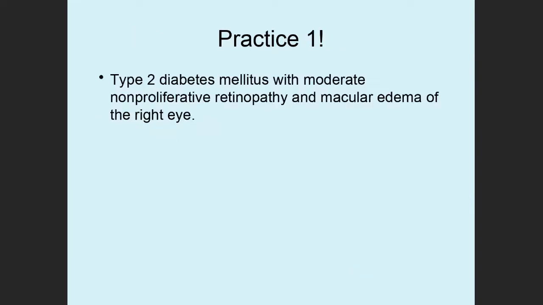Okay, so here's a practice. If you would like to try coding this yourself, stop the recording and select your own codes. Then restart the recording to check your answers. So let me read it first. Type 2 diabetes mellitus with moderate non-proliferative retinopathy and macular edema of the right eye. So turn it off and see if you can code it yourself.